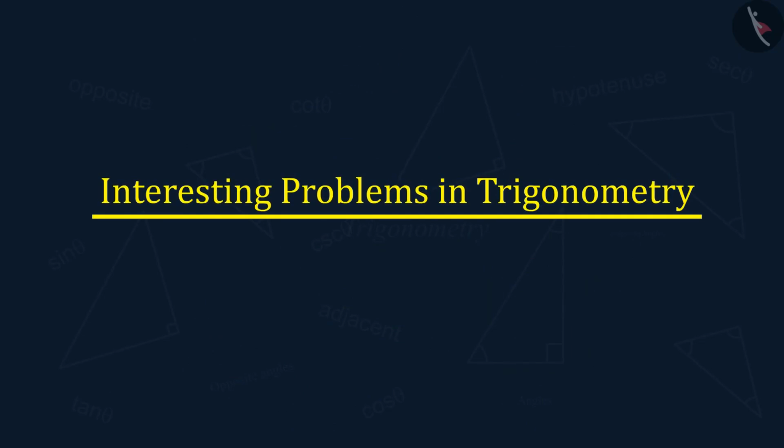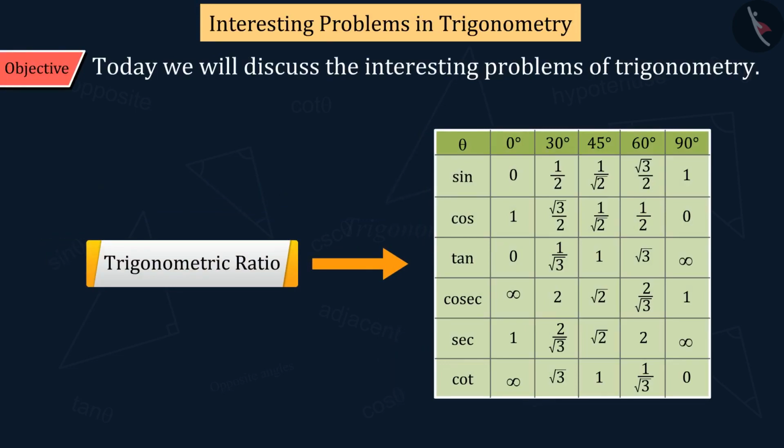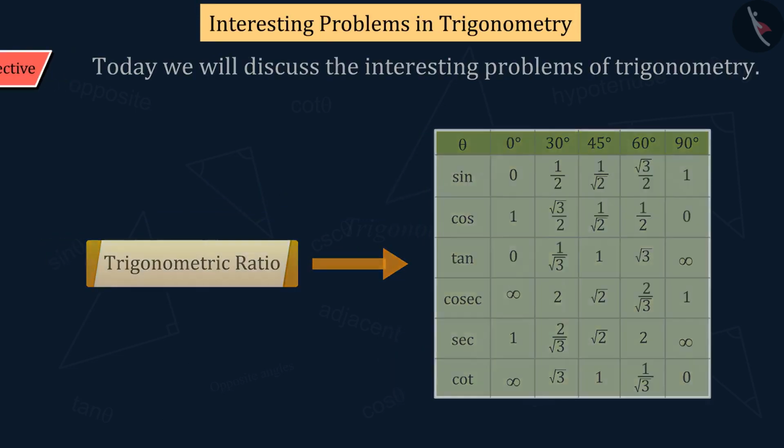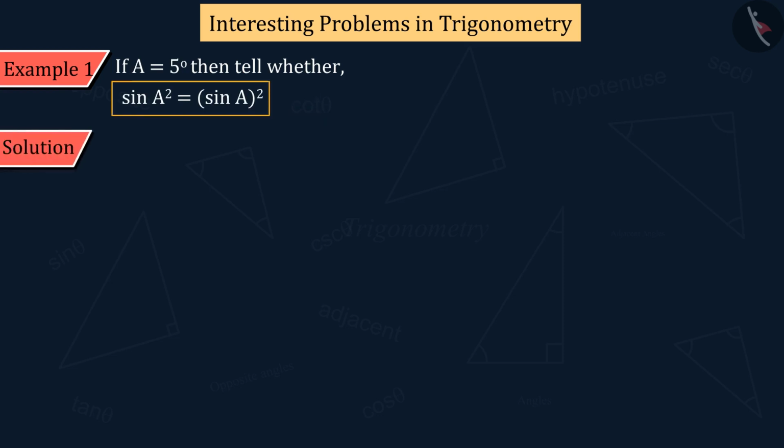Welcome to this video. Today, in this video, we will discuss the interesting problems of trigonometry. If A is equal to 5 degrees, then tell whether the given equation is right or wrong. If this equation is right, then the value of left side and right side should be equal.